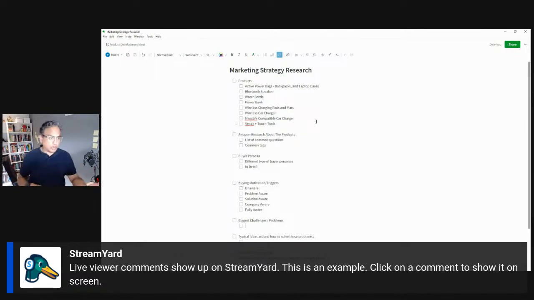Bluetooth speakers, water bottles that come with a power bank of their own, wireless charging pads, car chargers, MagSafe compatible car chargers, stylus, and touch tools. Typically, technology products for use on a day-to-day basis with an active lifestyle.